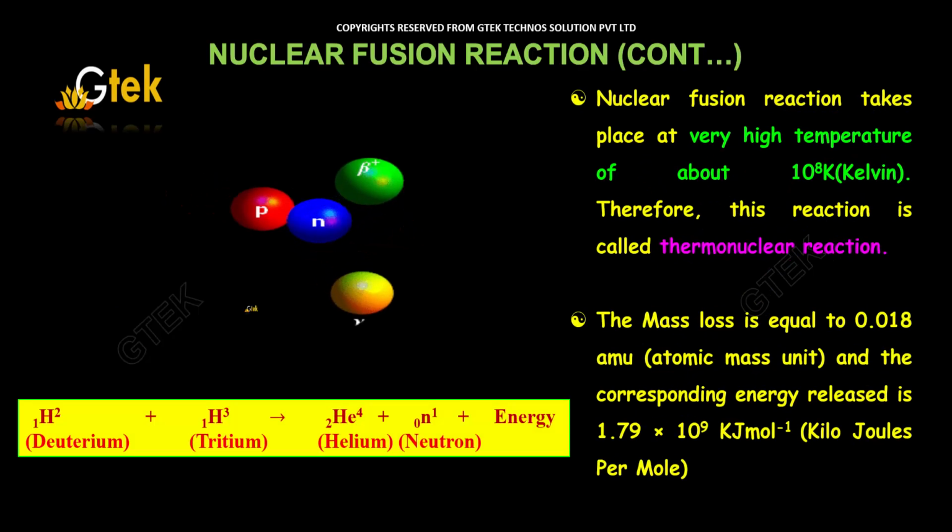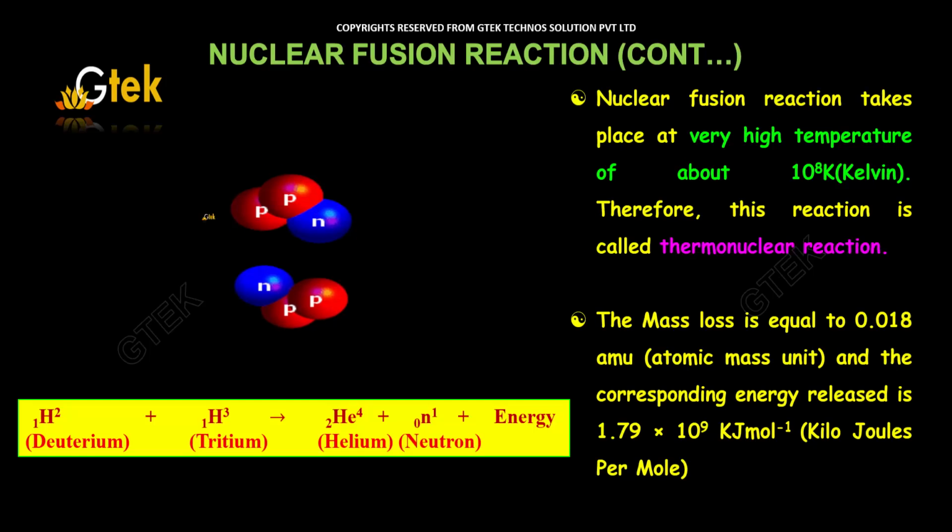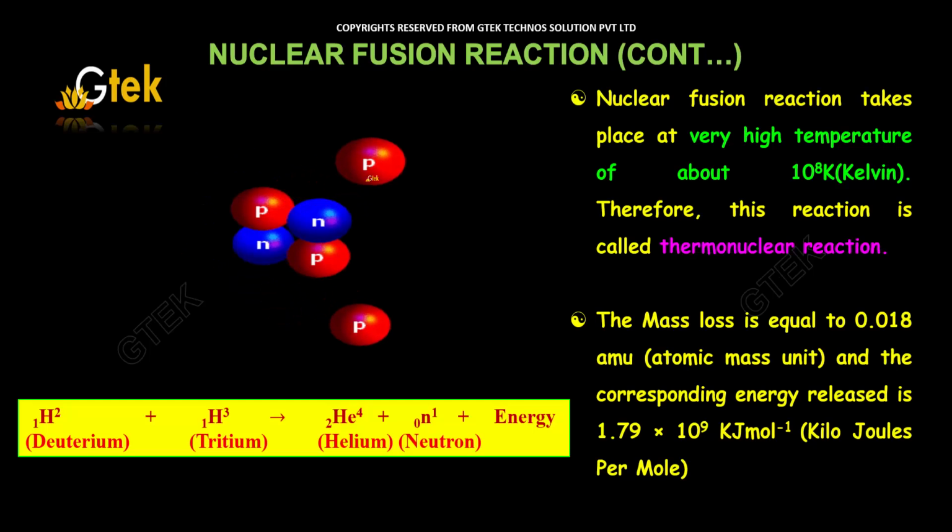Here is a typical example. I got my deuterium. With a tritium, will provide you helium and neutron and plus energy. Nuclear fusion reaction takes place at a very high temperature of about 10^8 Kelvin. Therefore, this reaction is called a thermonuclear reaction.